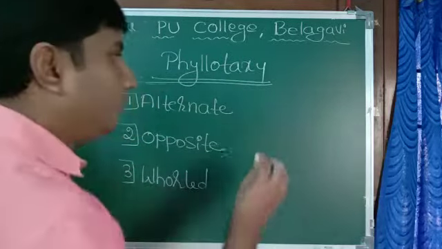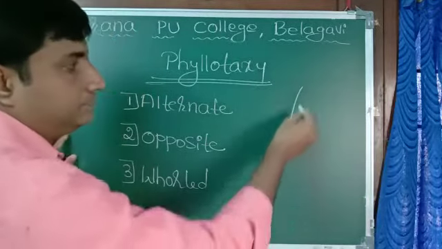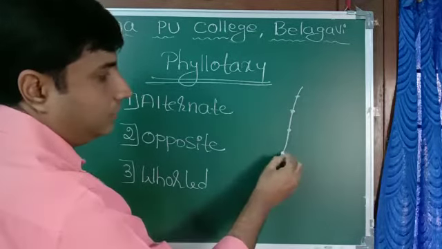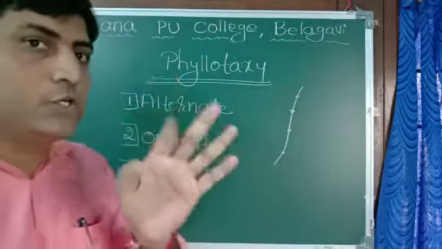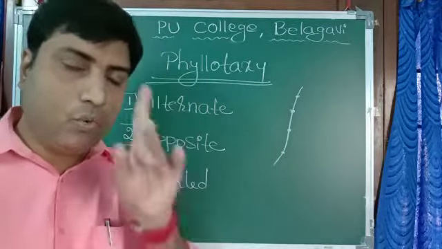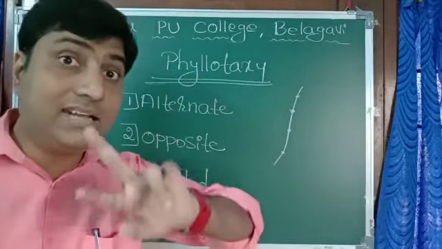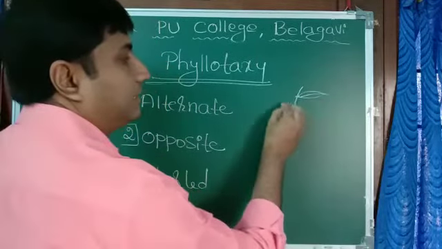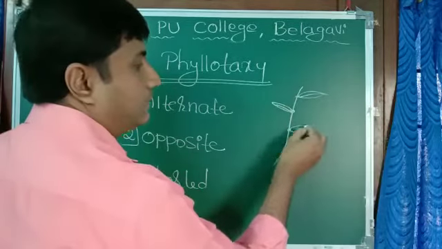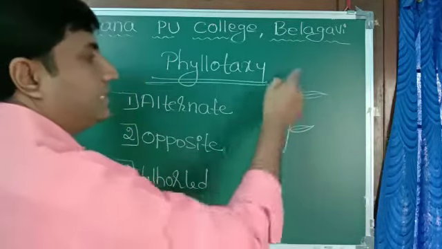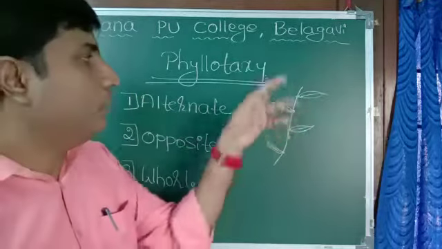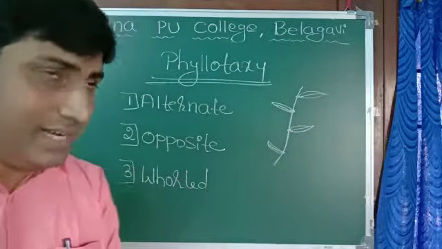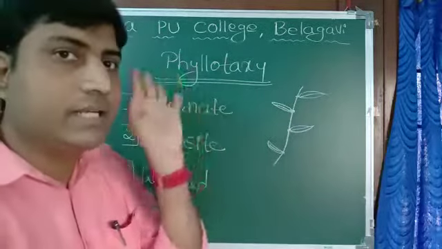How is this alternate? I'll tell you. Suppose this is the stem. These are nodes. One leaf at each node. Single leaf at single node. One leaf at each node arranged alternately like this. If this is one leaf, another leaf this side. Another leaf this side. This is here and there alternately. And one leaf at one node is called alternate. We can clearly see it in the case of hibiscus.